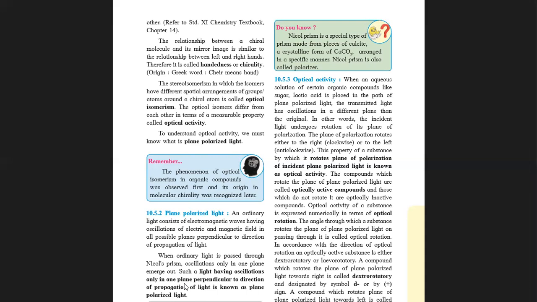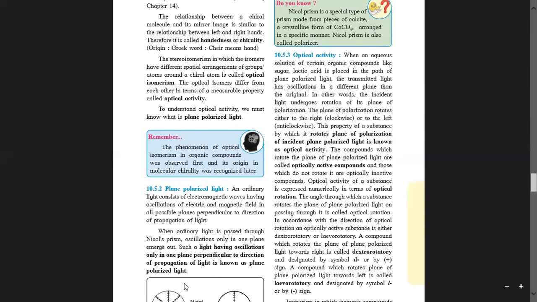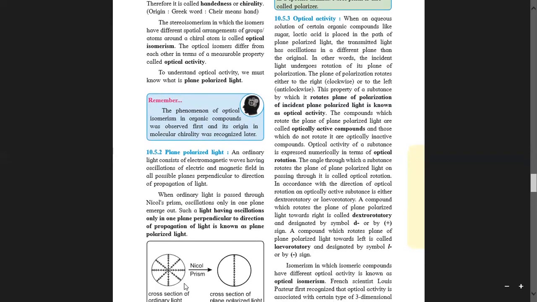So the compounds which rotate the plane of plane polarized light are called optically active compounds. And those compounds which do not rotate the plane of plane polarized light are called optically inactive compounds. So optically inactive compounds do not rotate the plane of plane polarized light. This optical activity of a substance is measured in terms of optical rotation.